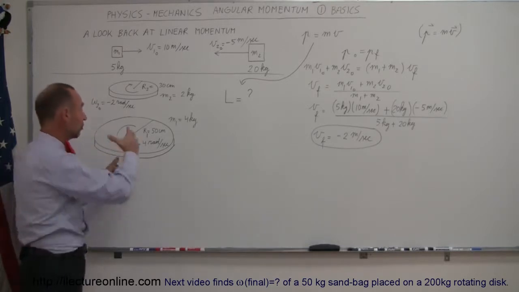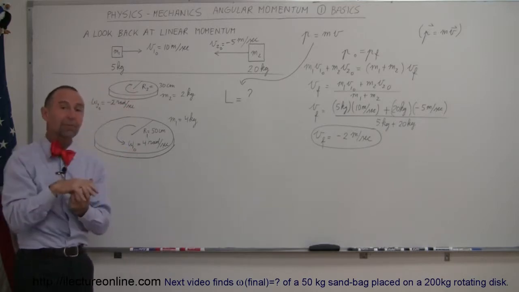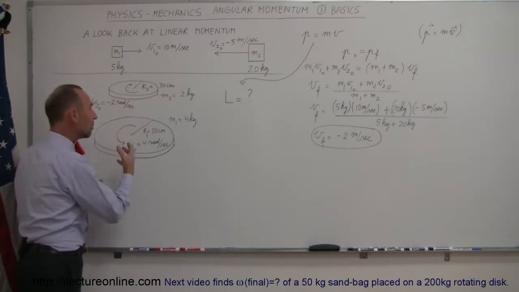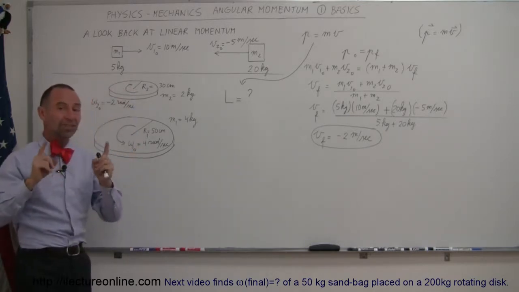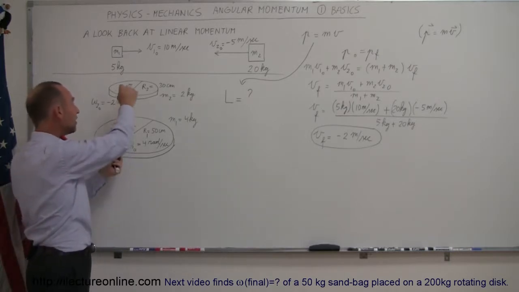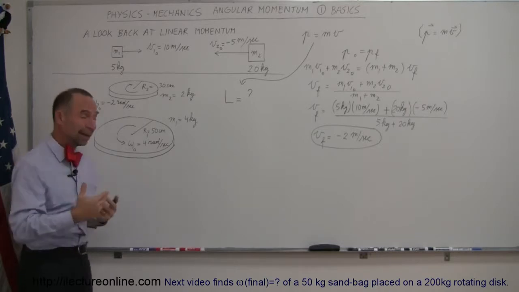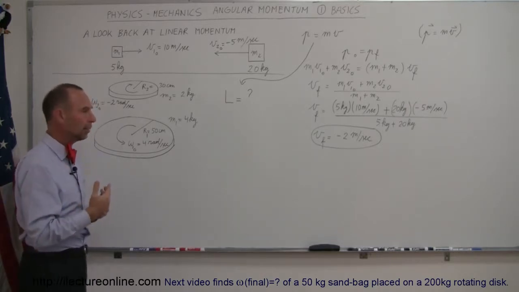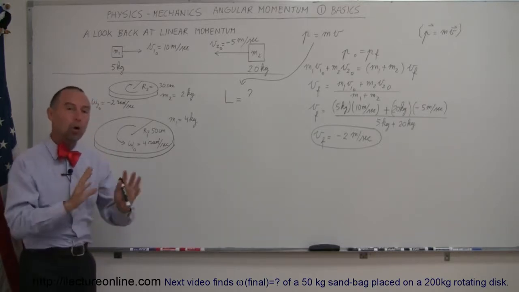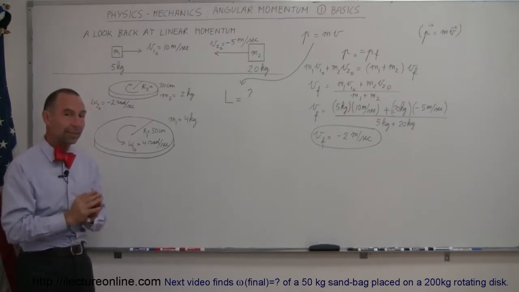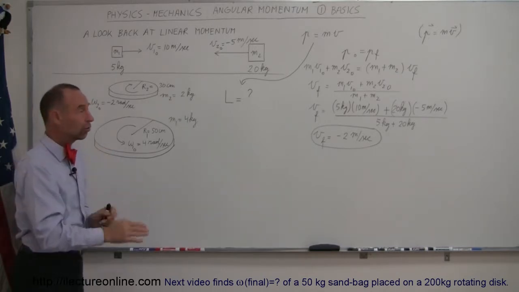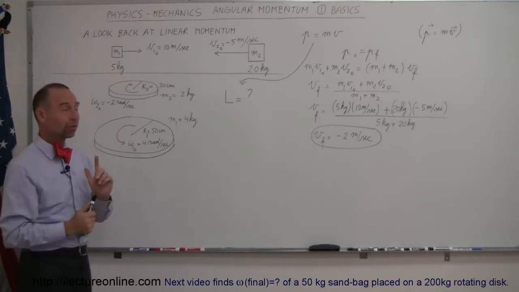no matter what happens, let's say you take those two disks and plop them on top of each other, the final angular momentum of the two disks together must equal the initial momentum of each disk separately added together. So in other words, angular momentum is also conserved. And when we say it's conserved, it is always conserved 100% of the time. Angular momentum is always conserved, just like linear momentum is always conserved.